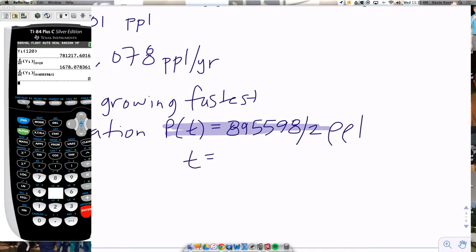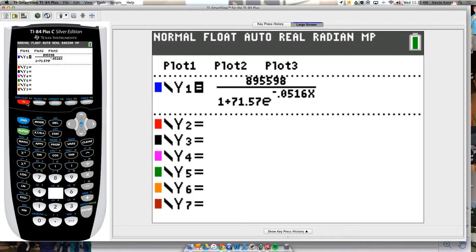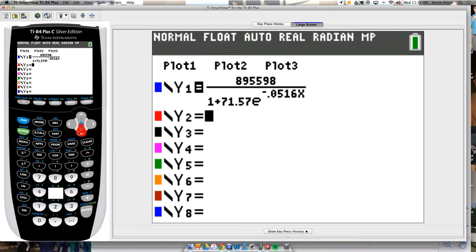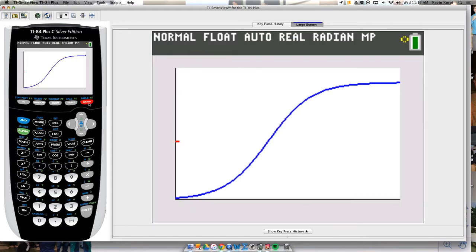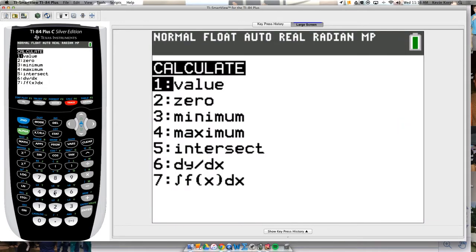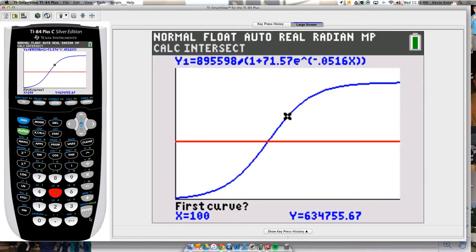So to do that, we do have to retreat to our graph. And in Y2, I need to graph 895,598 divided by 2. And when you graph it now, it's going to be a horizontal line, and it should cut right through the inflection value. And, of course, how do you find where they intersect? Second trace, number 5. There's only 2 curves, only one intersection, so enter, enter, enter.